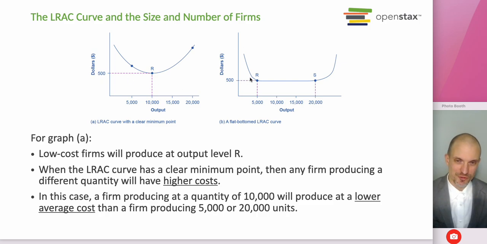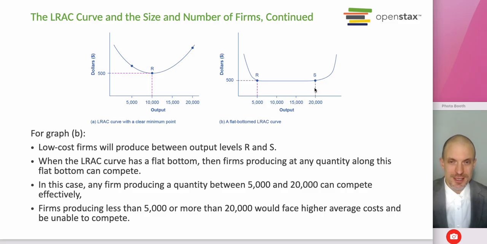If we have this really flat bottomed average cost curve, now there's a lot of different possible efficient firms, all the way between R and S, producing anywhere from 5,000 up to 20,000 units of output. Right? So graph A, lowest cost firms are going to produce output at R, 10,000 units of output, and that's going to be the only type of firm that can survive in this industry. This is a clear minimum. Any firm producing anything else is going to have higher costs, and presumably they're going to get undercut by the more efficient R-type firms. Right? So a firm producing a quantity of 10,000 has a lower cost than anything producing 5,000 or 20,000.